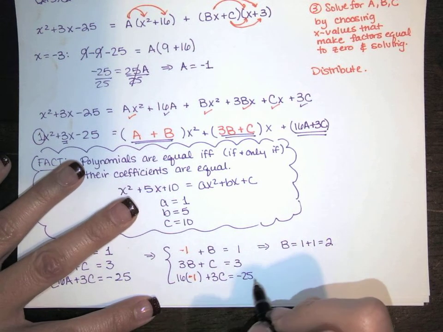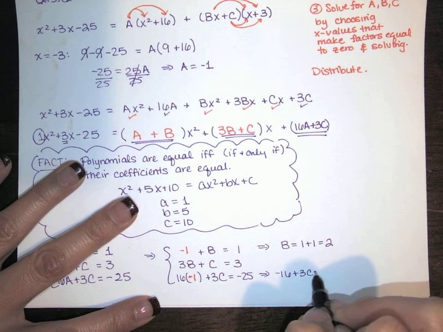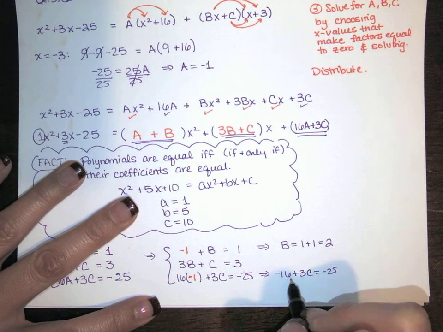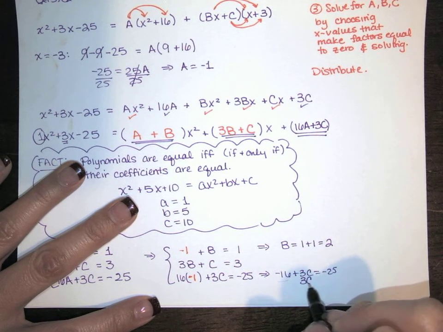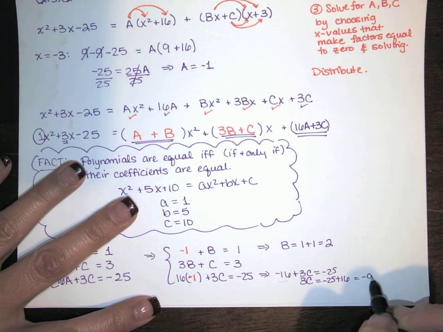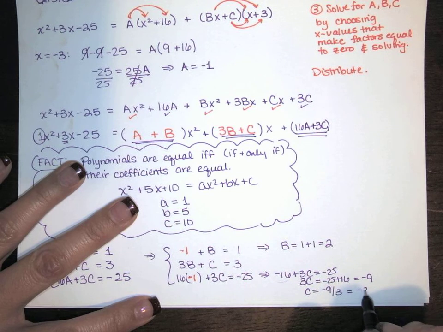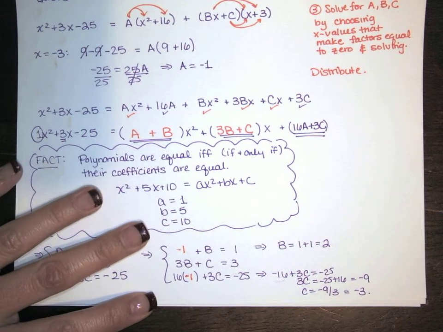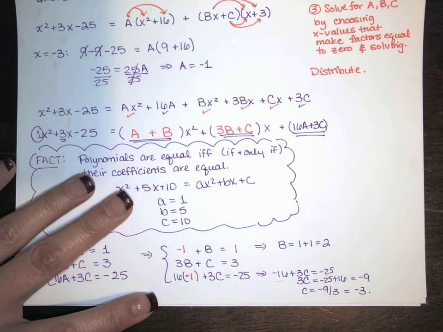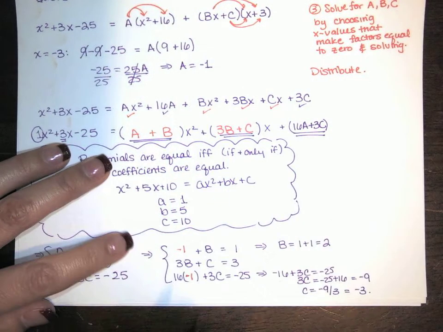So just to check, I've got negative 16 plus 3c equals negative 25. Add the 16 to both sides. Negative 25 plus 16 is negative 9. So c is negative 9 divided by 3, which is negative 3. All right, so if we've done everything correctly, b should be 2 and c should be negative 3, and a was negative 1. We did that earlier.